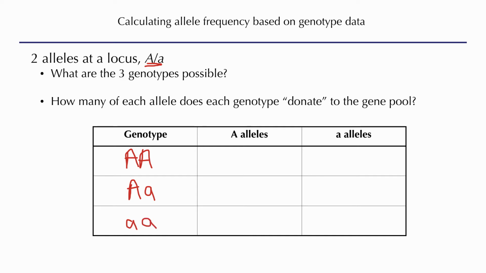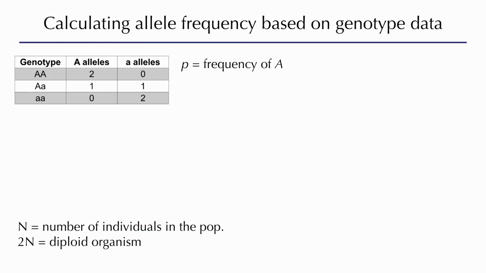And then you want to say how many of each allele the genotype donates to the pool. The homozygous dominant genotype donates 2 big A alleles and 0 little a. The homozygous recessive genotype donates 0 big A alleles and 2 little a. And the heterozygote donates 1 big A allele and 1 little a allele. These numbers are going to help us calculate the total number of different types of alleles and therefore the allele frequencies. So that's what we just did here.